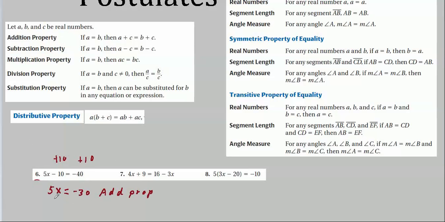What do we do next? How about we divide by 5? That would give us x equals minus 6. And how do we justify that? Right here. This is the one that says we can divide through by the same number on both sides. So we have the division property. And we're done.